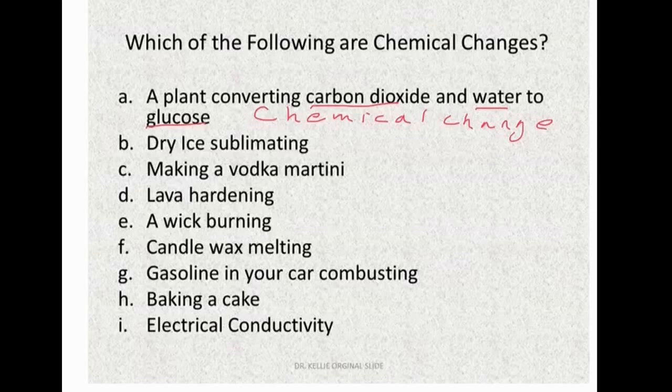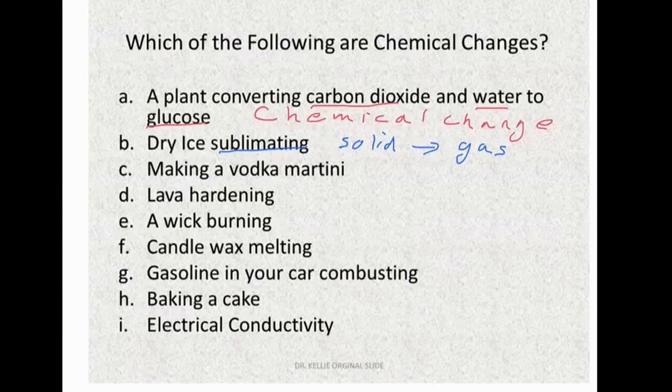Dry ice sublimating. In case you're unfamiliar with the term sublimating, sublimating is when a substance goes from a solid straight to a gas. And the classic example of something sublimating is dry ice, or something you may actually have around the house. Mothballs, right? Mothballs are solids, and you put them in your drawer, and a couple months later they're gone. What happened to them? They went straight to the gas form. They sublimated.